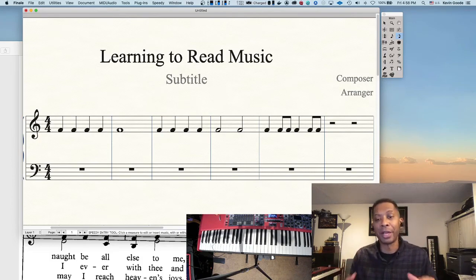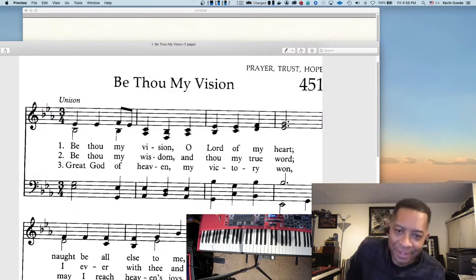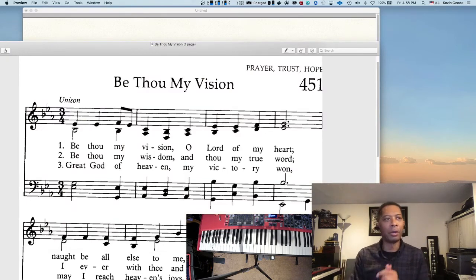How everything works together in a piece of music. We'll talk about dynamics a little bit later, but for right now, I'm going to show you how. So I'm going to come over here to this hymn. It's a hymn which a lot of people know. It's been around for years. It's called Be Thou My Vision.